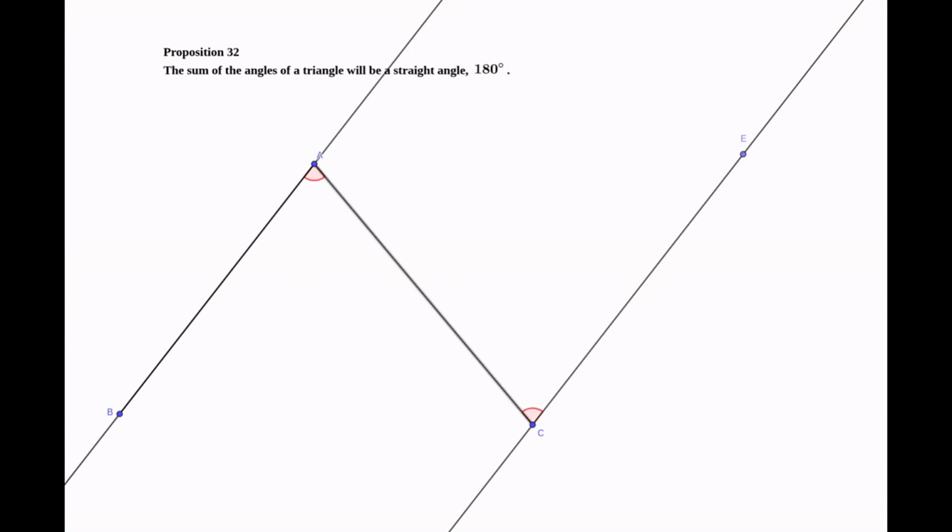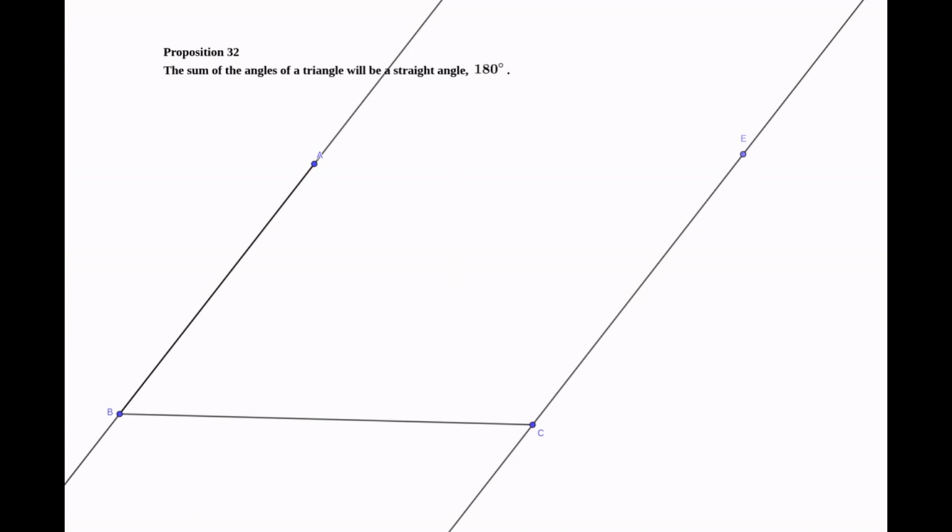Now we want to consider the other side of our triangle as being the transversal as well. So let's turn our other side on. So we have side BC, and now let's remove side AC and those two angles as being clutter.